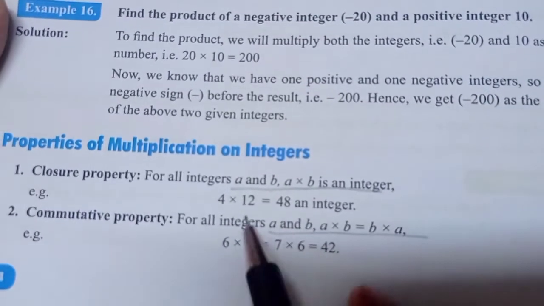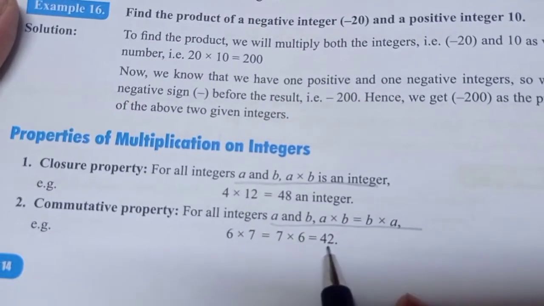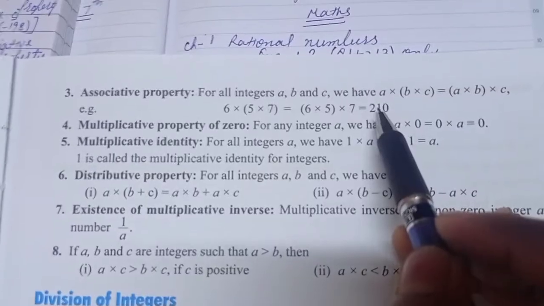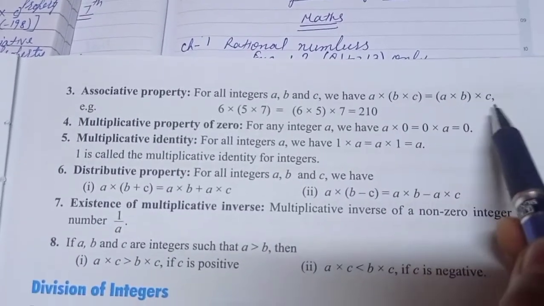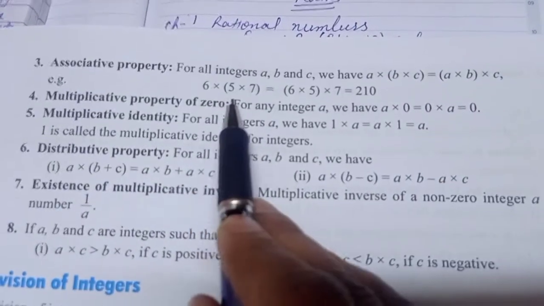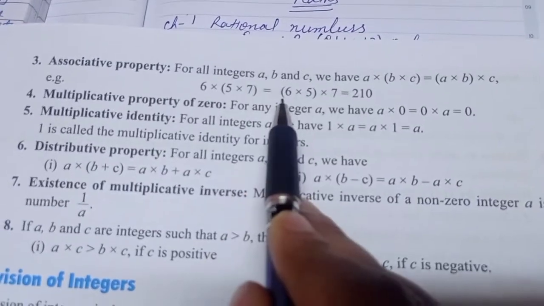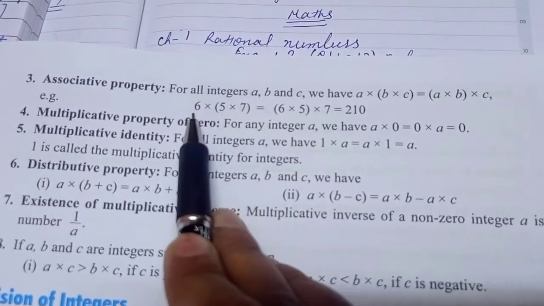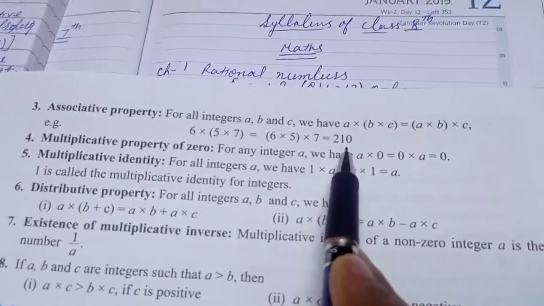The next is commutative property, that is A into B is equal to B into A. See beta, 6 into 7 is 42, 7 into 6 is also 42. This is commutative property. Next is associative property. You can take 3 numbers A, B, C. So in the first case, these 2 were enclosed in the bracket, and in the second case, the first 2 numbers were in the bracket. Doesn't matter, 5 7s are 35, 35 6s are 210, 5 6s are 30, 30 multiplied by 7 is 210. So in both the cases, the answer is the same.